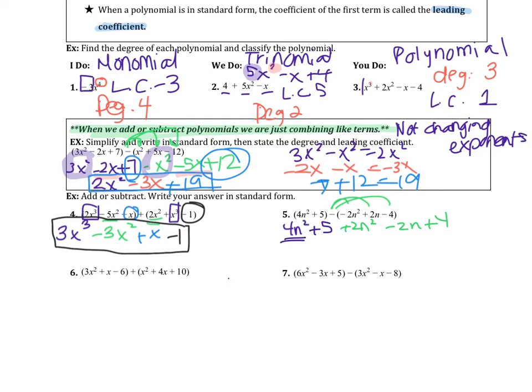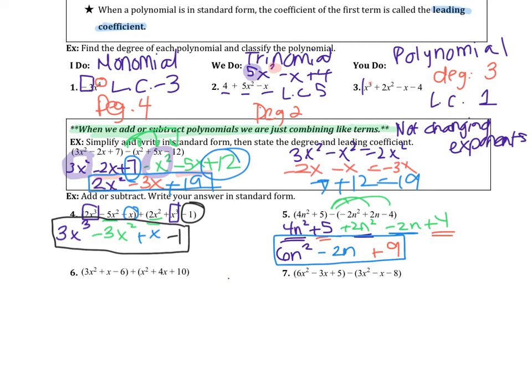I have negative 4n squared and 2n squared. That gives me 6n squared. I have positive 5 and positive 4. That's going to give me 9. That's my constant, so I want that to be at the very end. And I have negative 2n and nothing to combine with negative 2n, so it's going to just stay as negative 2n. So when I take this binomial, 4n squared plus 5, and I subtract negative 2n squared plus 2n minus 4, that trinomial, I end up with the polynomial 6n squared minus 2n plus 9.